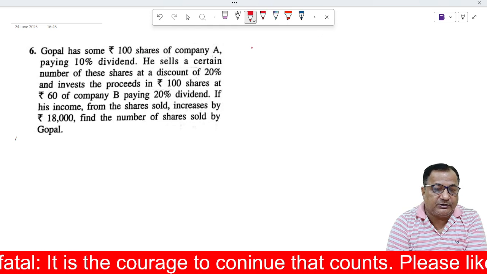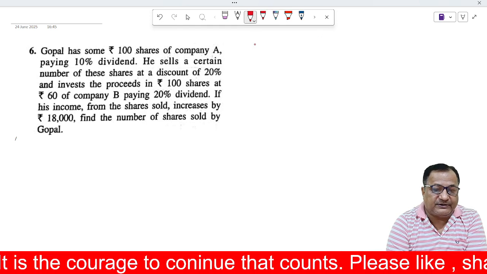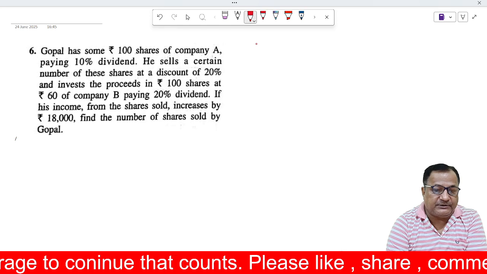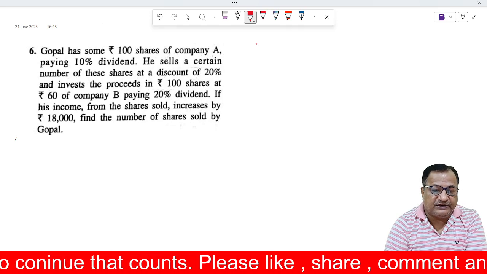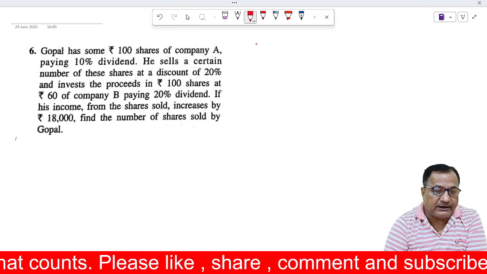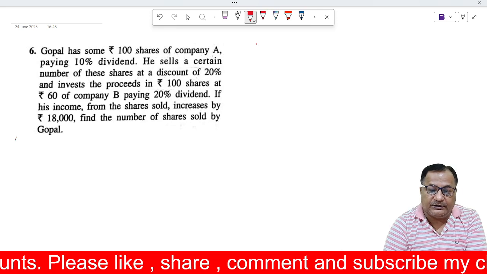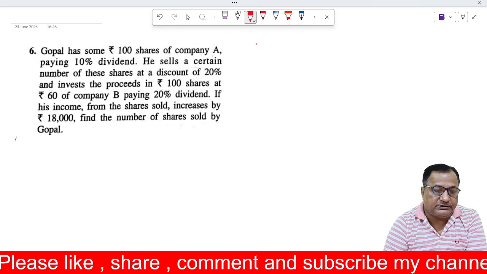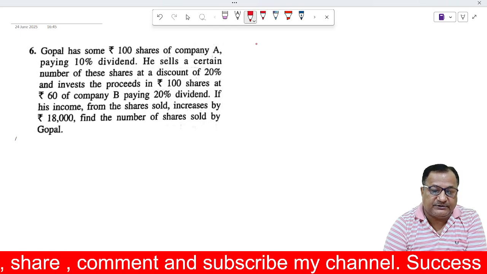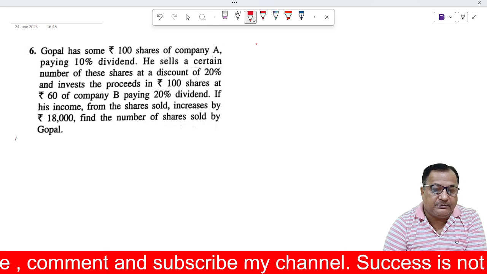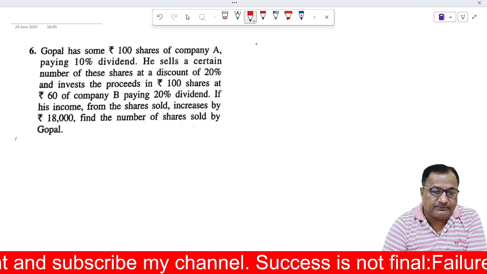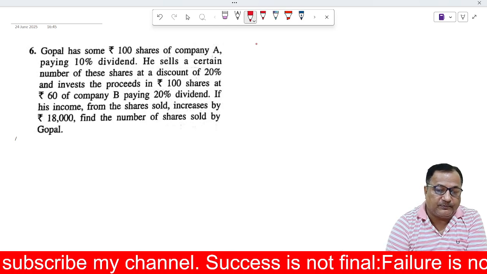See, the question is: Gopal had some rupees 100 shares of a company A paying 10% dividend. He sells a certain number of these shares at a discount of 20% and invests the proceeds in rupees 100 shares at rupees 60 of a company B paying 20% dividend. If his income from the shares sold increased by rupees 80,000, find the number of shares sold.